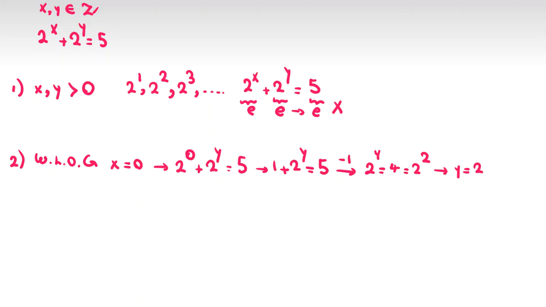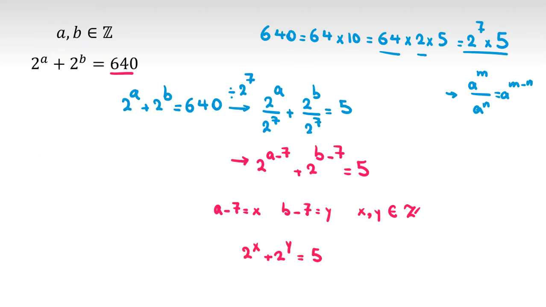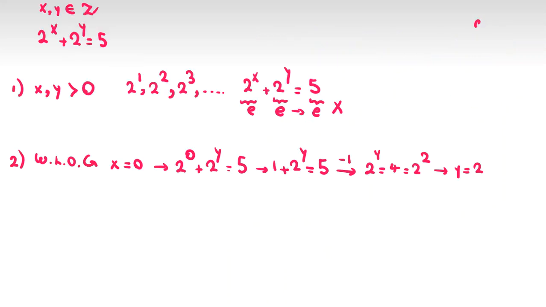So x is 0, y is 2, and if you want to find a and b, a is 7 plus x. If you take negative 7 to the right-hand side, b also will be 7 plus y. So from this case, a and b are 7 plus x, 7, and 7 plus y, 7 plus 2, 9. Also, you can reverse because we said without loss of generality. So we've considered one of them 0.